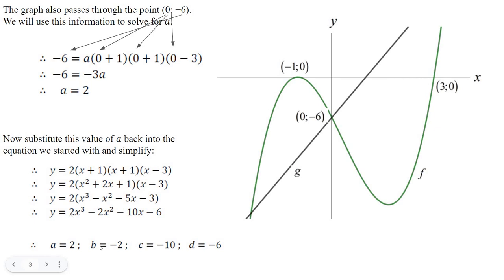There, we've got everything there. A is 2, B is minus 2, C is minus 10, and D is minus 6. And there you go.